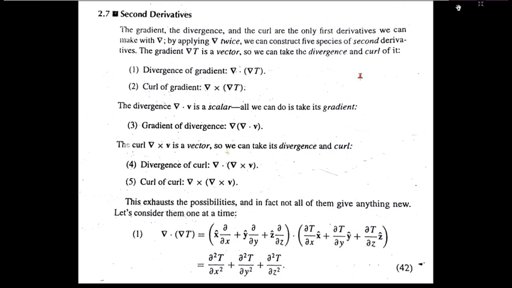Hi friends, this is PH 1501, Unit 1, Vector Analysis. In this lecture, we will be focusing on point number 2.7, that is second derivatives.